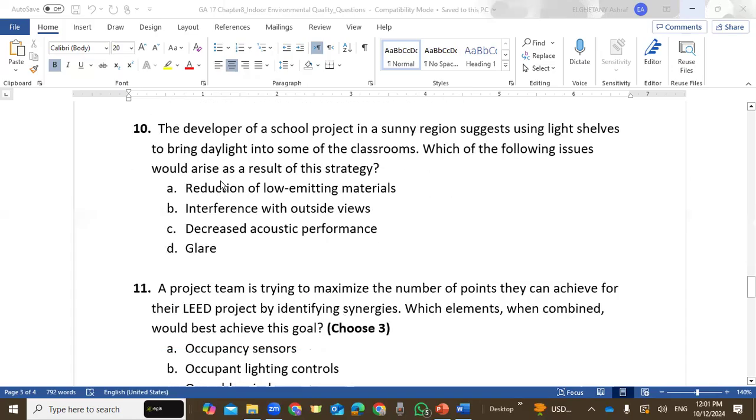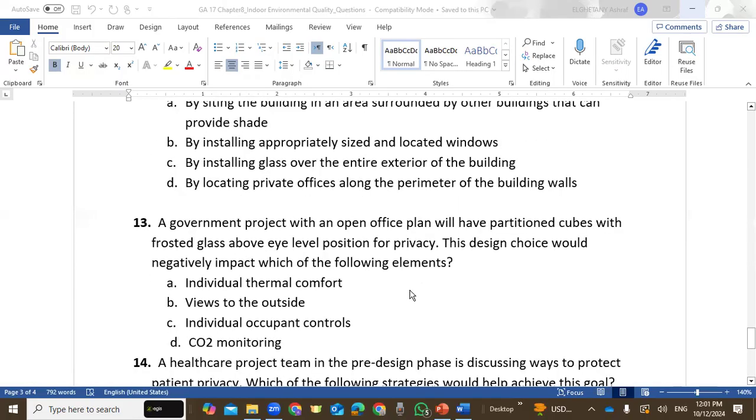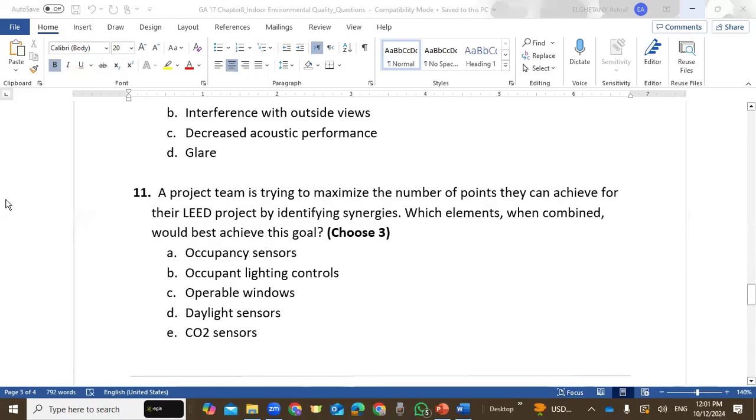Okay. Number 11. Is it the last? Oh, we still have more. Okay, good. Number 11. A project team is trying to maximize the number of points they can achieve for their LEED project by identifying synergy. Synergy means relationships. If I do something, it will also improve some other areas. We call this a synergy, where when I do something, it will improve some other area. Which elements, when combined, would best achieve this goal? Choose three.